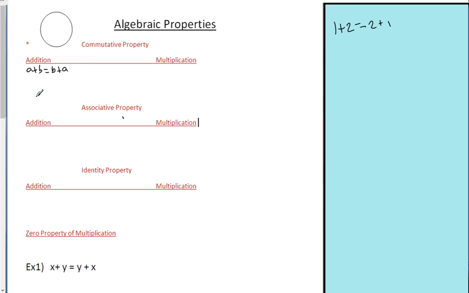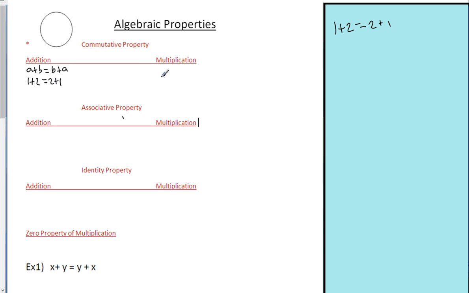Okay? For example, 1 plus 2 is the same as 2 plus 1. That's the commutative property of addition. You could do some other things with it. You could do, let's say, I'll get back to that in a minute.